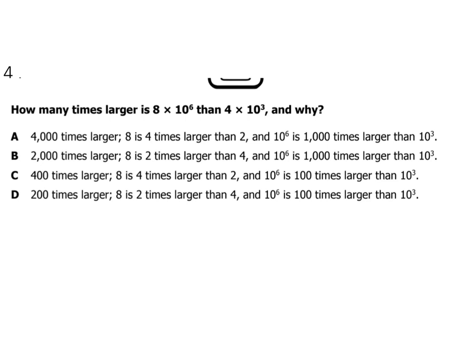How many times larger is 8 times 10 to the 6th than 4 times 10 to the 3rd, and why? You are going to divide, and you're going to go ahead and put parentheses around. Use your scientific notation. When you put this in scientific notation, you're going to say 8 times 10 to the 6th divided by 4 times 10 to the 3rd, and you are going to get B.